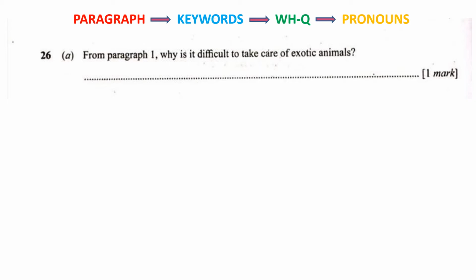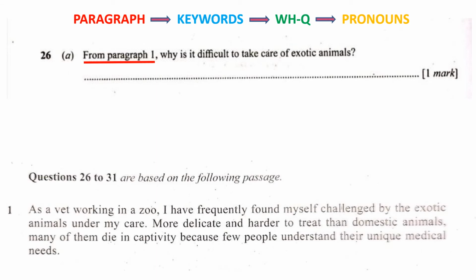So look at the question. From paragraph 1, so it's obvious. The answers can only be found in paragraph 1. So we need to look at paragraph 1. Okay, there, paragraph 1. So what next? We need to look at the keywords. So what is the keyword, or what are the keywords? Why is it difficult to take care of exotic animals? So the keywords here must be exotic animals, right?